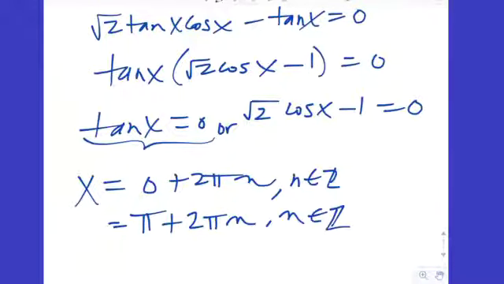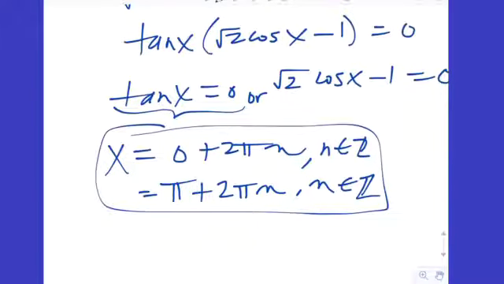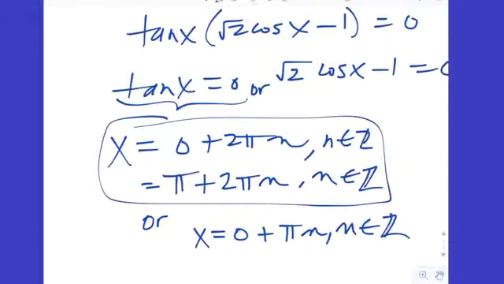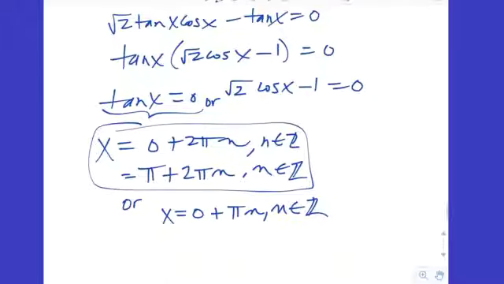Now, in this case, you can actually combine these to a single equation because 0 and pi are a half a rotation away from each other. You can actually say x equals 0 plus, instead of 2 pi n, you could just say pi n. You can't normally do that if you have solutions that fall within the quadrants. But for these that are a half rotation away, you could do that. So we would have lost those had we divided out tangent.